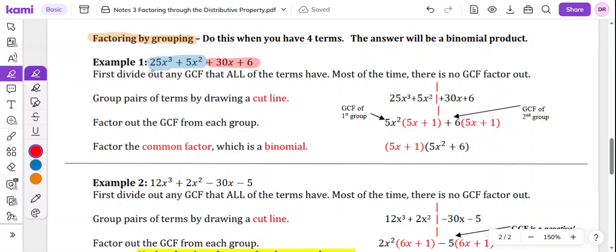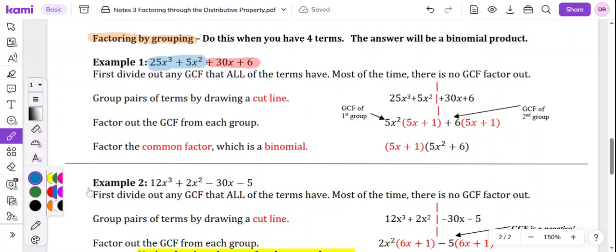So these first 2 terms that we have highlighted in blue, we're going to look at those first and ask ourselves, what can we factor from them? In this first group, the 25x cubed and the 5x squared, we can divide them both by 5, and we can take an x squared away from each. And that is where I got this expression, 5x squared times 5x plus 1, sorry.